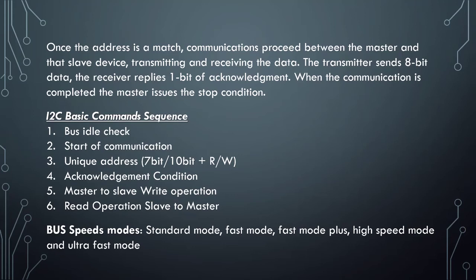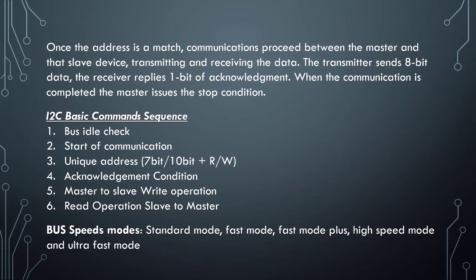Below is the basic command sequence. In the first step, the master does a bus idle check. It checks the bus: is there any slave that wants to communicate with the master? Then there will be the start of communication, and then it checks for the unique address of that slave. Then it acknowledges the condition that has been transmitted. Then the master writes the operation that is required to the slave, and the slave reads the operation from the master. These are just some of the I2C protocols that we saw in the internship program, specifically from the master, the microcontroller, with the RTC.